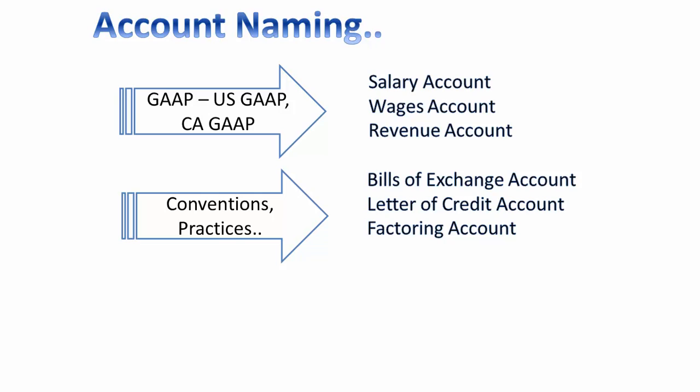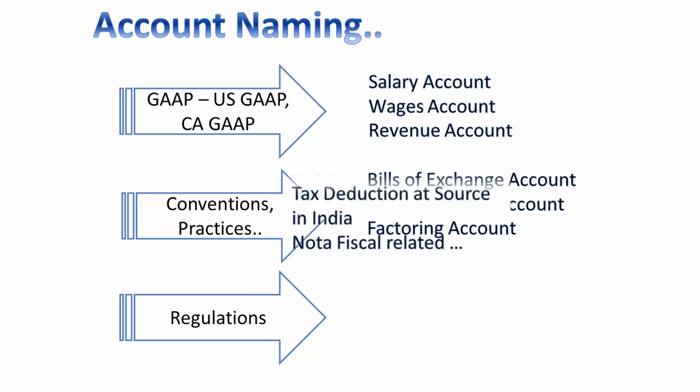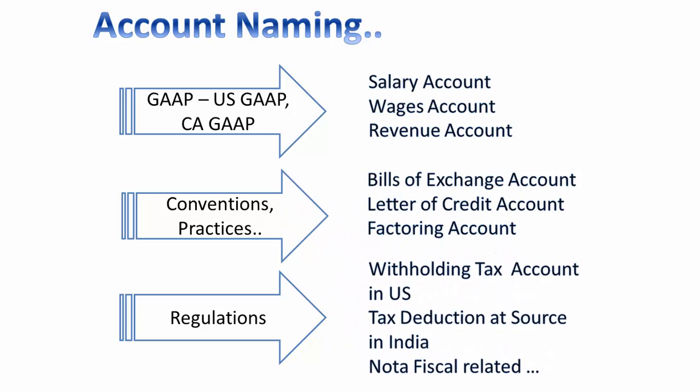Depending upon the nature of the transaction and the practice in that particular country or location, these accounts evolve. And sometimes regulations matter. For example, withholding tax account in the US is the same concept called tax deduction at source, TDS, in India. And there are a lot of accounts related to nota fiscal in Brazil, right? So as we described, the account is just a name for a type of record, but the names have evolved over a period of time.